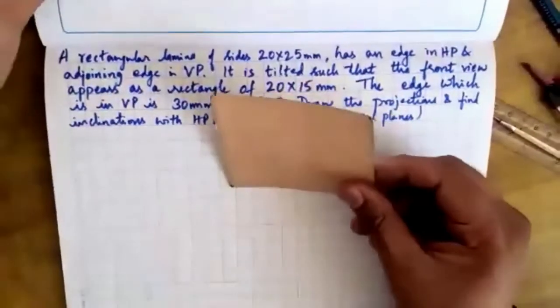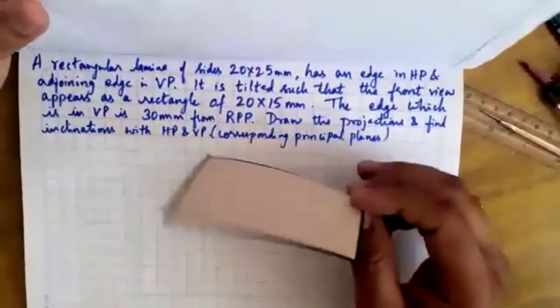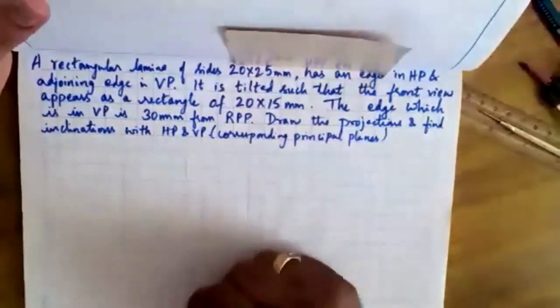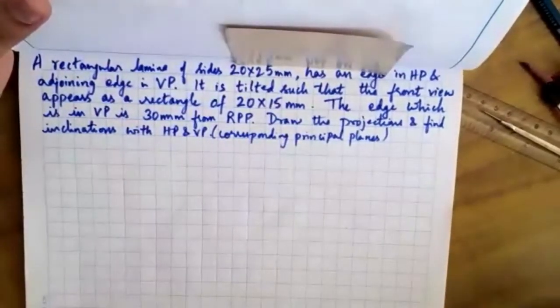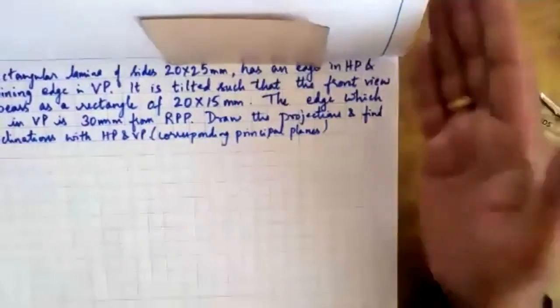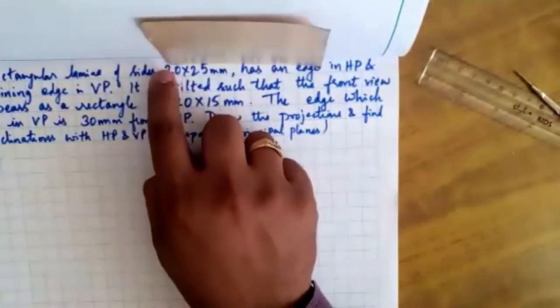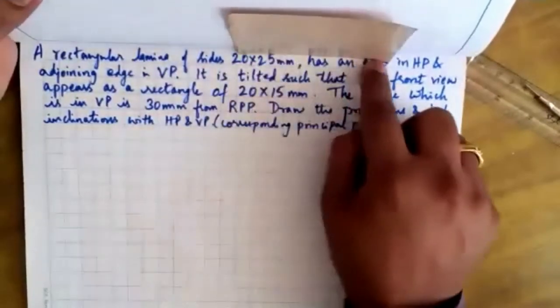Yeah, this is an edge. I'm considering a rectangle. I'll keep it somewhere nearer to the RPP, so that there is an RPP here. You can assume this side is 20 and 25.